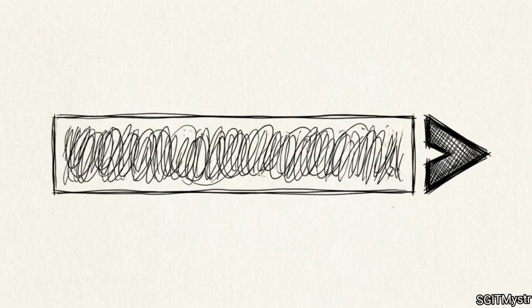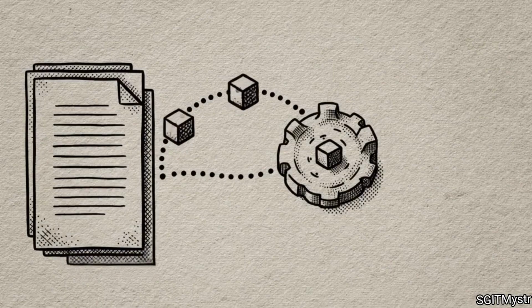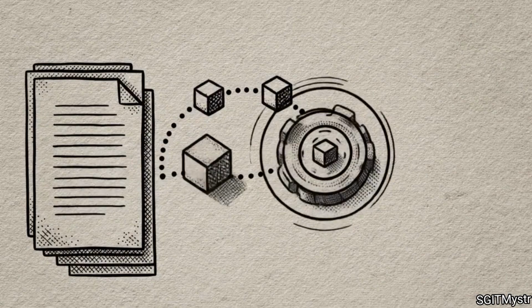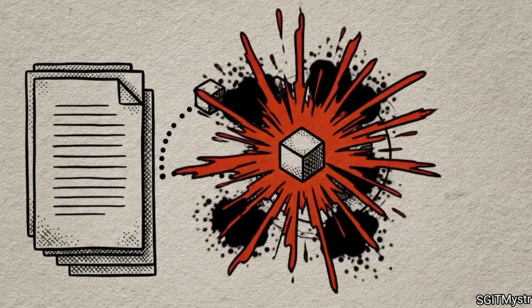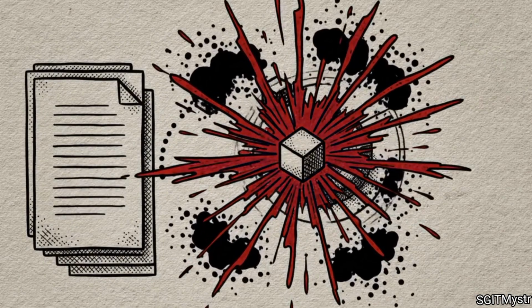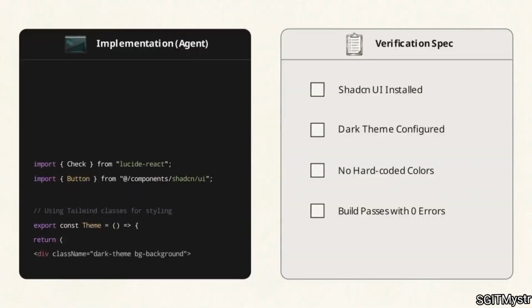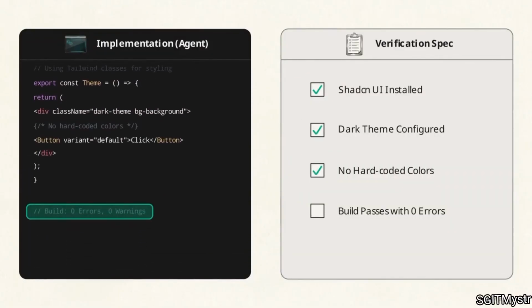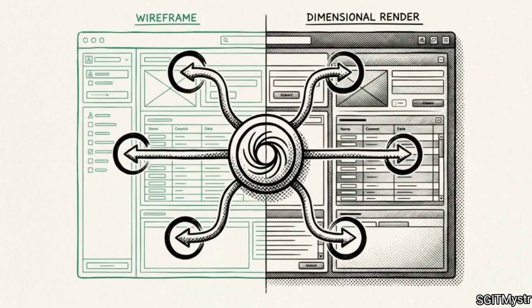To trigger the build, give the agent a single command. Read this spec, update the progress tracker, and implement it exactly as specified. Now watch the agent work. It's no longer guessing. It's ingesting your context files, referencing your standards, and systematically executing your instructions. This spec-driven approach forces the agent to verify its own output against your checklist. It guarantees the AI builds exactly what you designed without hallucinating new features.